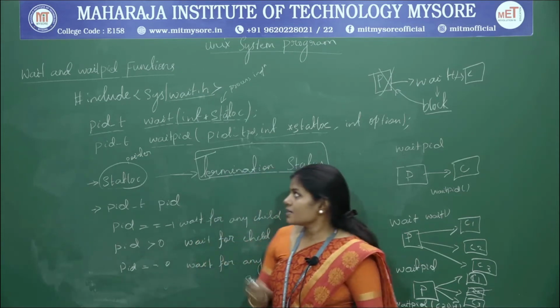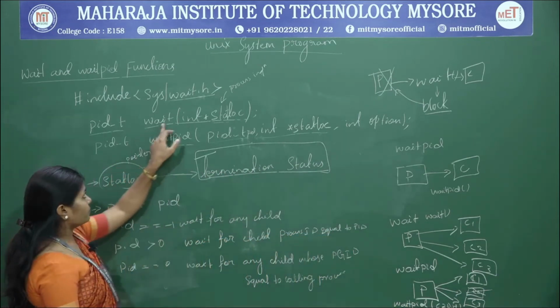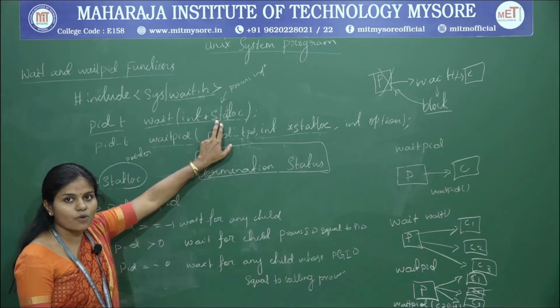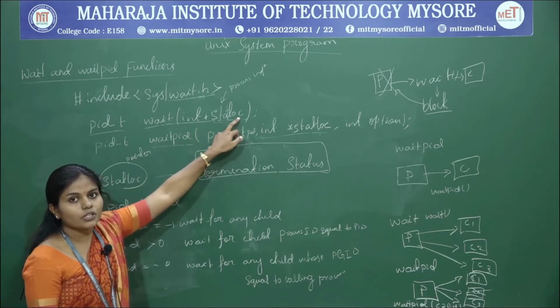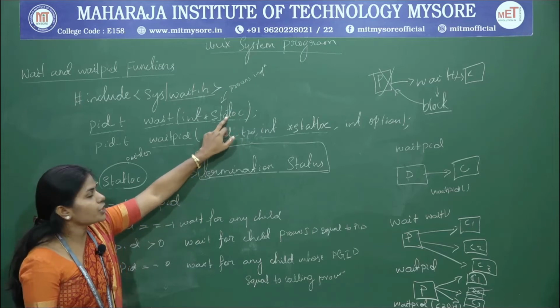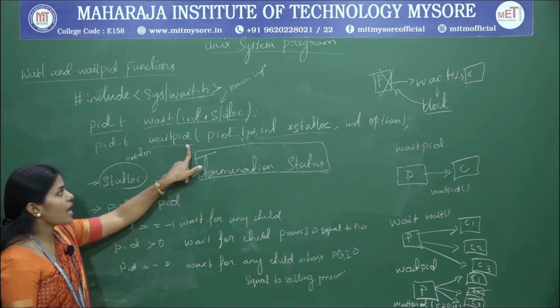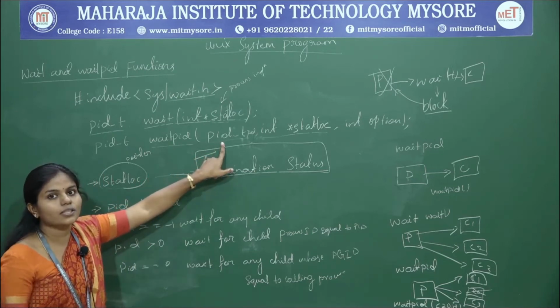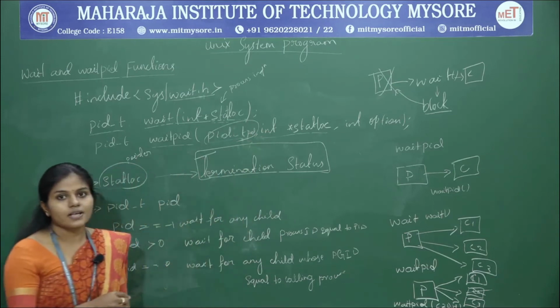Now let us see the prototype in detail. Wait takes only one parameter, that is stat_loc, which holds the location for the termination status. Second, waitpid takes 3 arguments. The first one is the process ID.